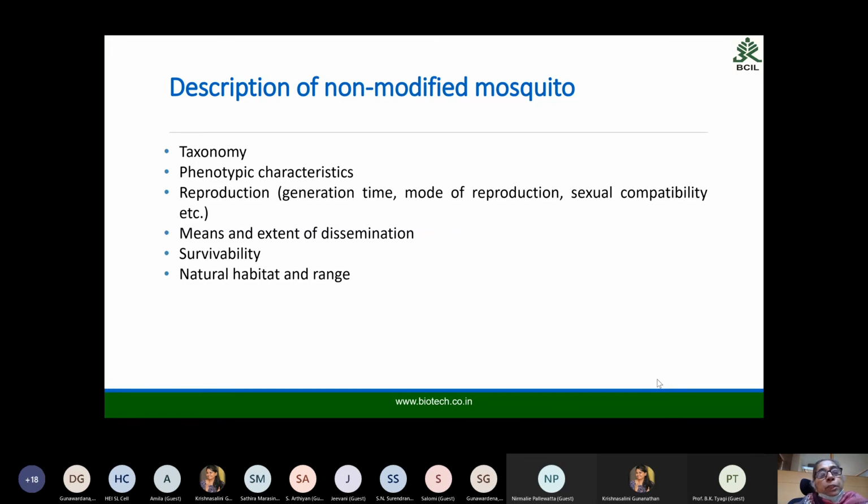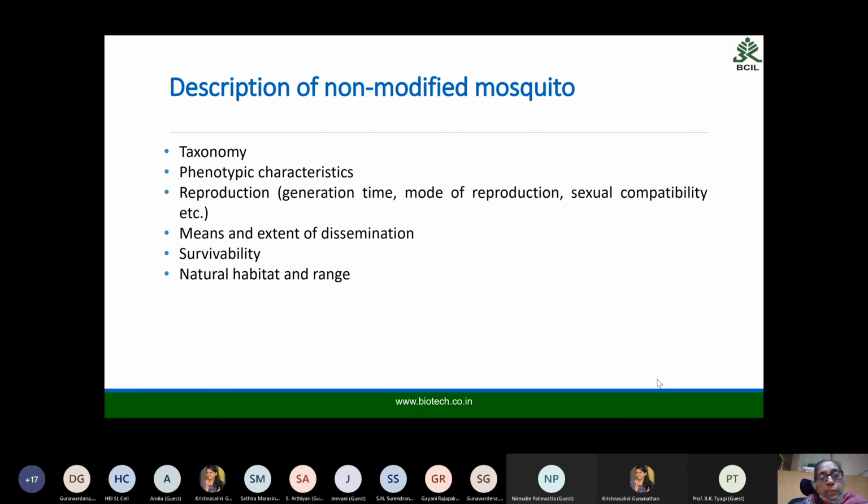The information on the description of the non-modified mosquito is equally important, and that should be provided to the regulator, because remember, your regulatory agency does not consist of all mosquito experts. This is an interdisciplinary team. Somebody is expert in molecular biology, somebody in another subject, and so on. So all of them need to have this information, as even the regulators have to be familiar with the basic information, only then we can move forward. Otherwise, you will be raising as regulators questions which won't be applicable to this particular scenario.